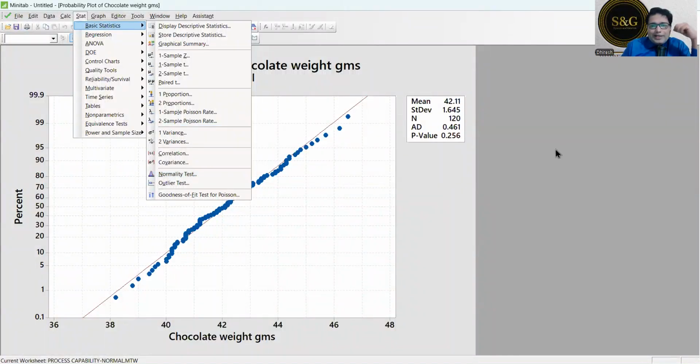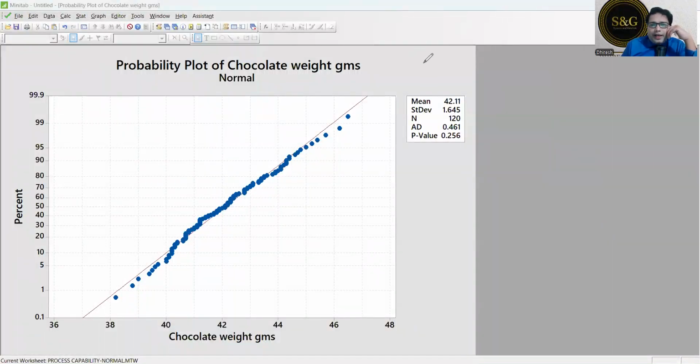Now, just try to understand this. What is this graph all about? There are two statisticians, Anderson and Darling. One is called Theodore Anderson. The second one is called Donald Darling. These two statisticians basically discovered this test of normality. That's why it is called the Anderson-Darling normality test, or AD test. You can see AD here.